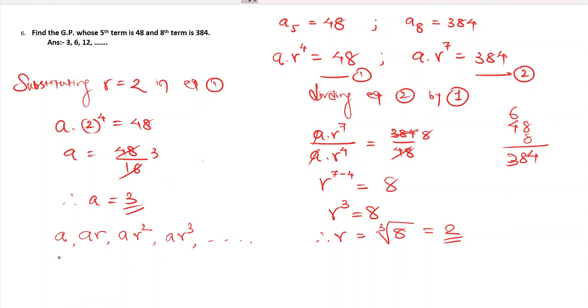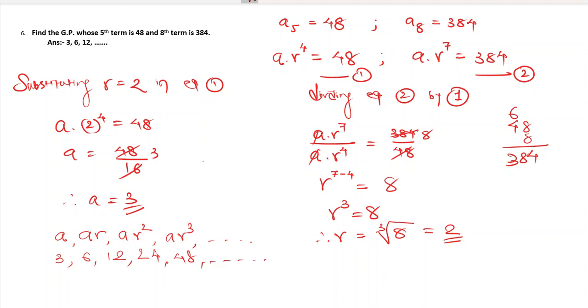So what is A? 3, and what is R? 2. So first term will be 3, then 3 into 2, 6, then 3 into 2 square, that is 3 into 4, 12, right? You just have to multiply by 2 now. 12 twos are 24, 24 twos are 48, and so on. So this is your GP: 3, 6, 12, 24, 48, and so on.